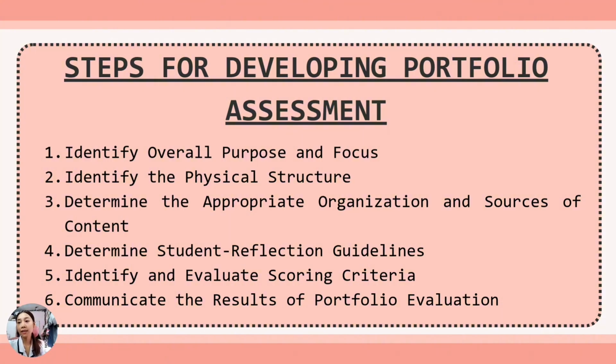There are six steps in developing a portfolio assessment. First, you need to identify purpose and focus, just like what I said earlier. The second is you need to identify physical structure. Third is determine the content and organization. Fourth is set reflection guidelines. Next is identify the scoring criteria. And lastly, you need to communicate results. We will now discuss each step in detail.